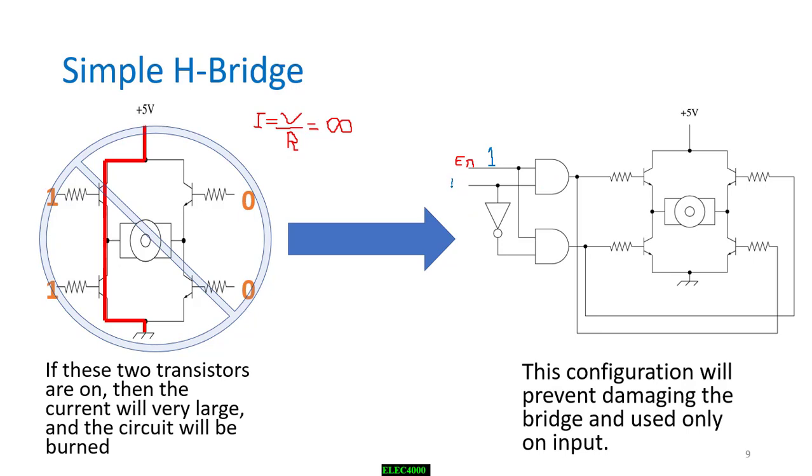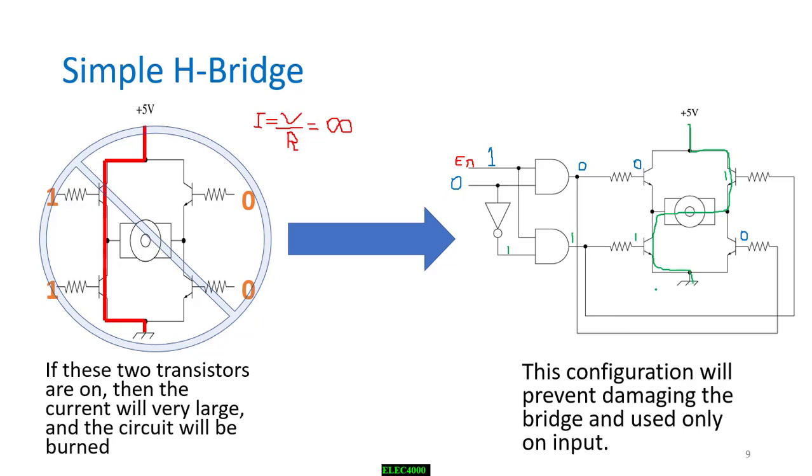So if the input is 0, this means the output of this gate is 0, and this gate is connected to this inverter, this transistor and this transistor. So both of these transistors will be off. Now if the input is equal to 0, then the output here will be 1 and here 1, and you can see that this transistor will be on and this transistor will be on, and the current will be flowing in this direction.